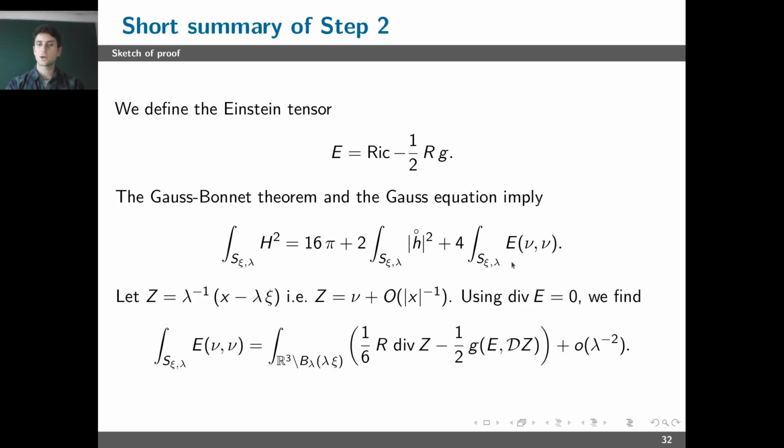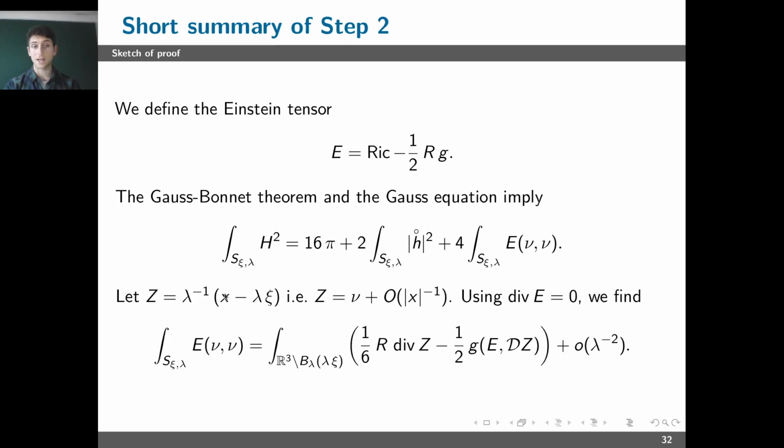And for this reason, in order to compute this integral, you can replace nu by Z, then appeal to the divergence theorem, and then show that this is equal to the integral over the non-compact domain bounded by Sigma psi lambda of 1 over 6 times the scalar curvature times the divergence of Z, minus 1 over 2 times the inner product of the Einstein tensor and the conformal Killing derivative of Z, plus an error term. Okay, now the divergence of Z is essentially equal to 3 times lambda to the minus 1, so this integral over here gives you the contribution of the perturbation sigma.